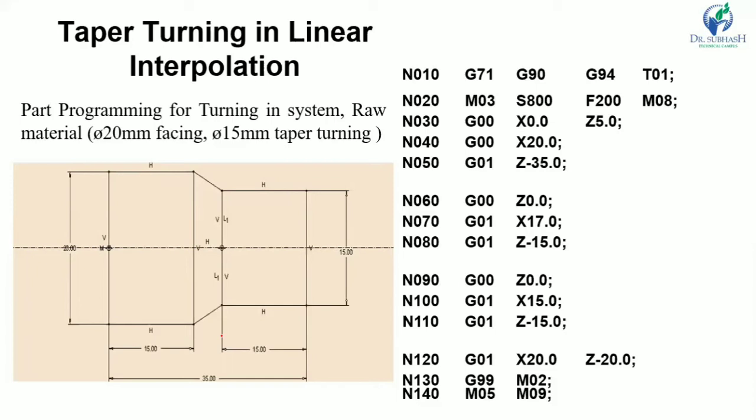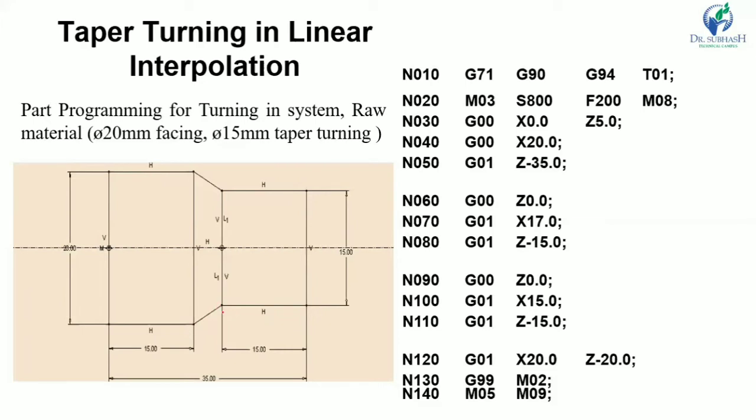Now let us understand. The first operation is facing, so we have to face this surface. Then turn the 15 mm diameter over the 15 mm length. Then taper turning for the remaining 15 mm.